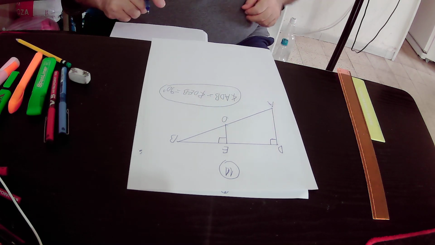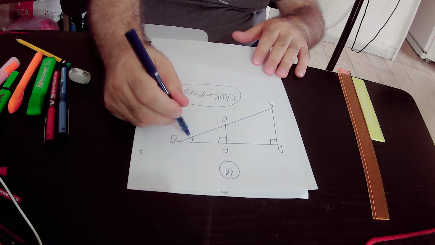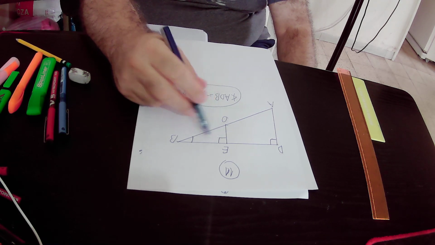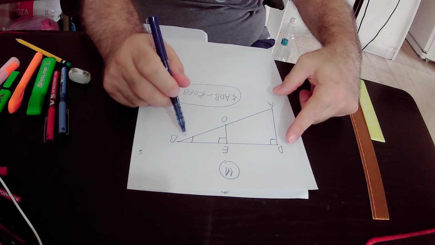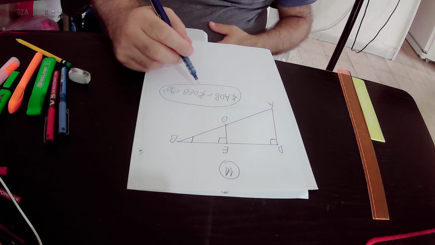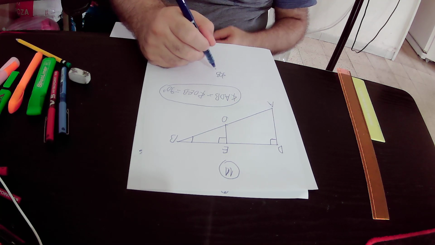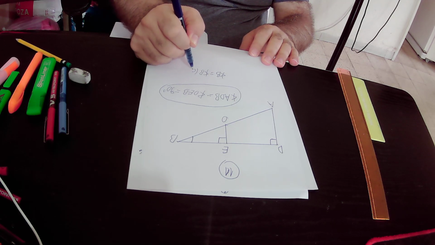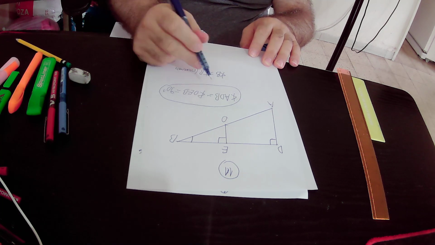And also we have angle B that is a common angle. It belongs both to the small right triangle, triangle EOB, and also belongs to the big right triangle, triangle ADB. So we can write down that angle B equals angle B. It is a common angle. It belongs to both triangles.